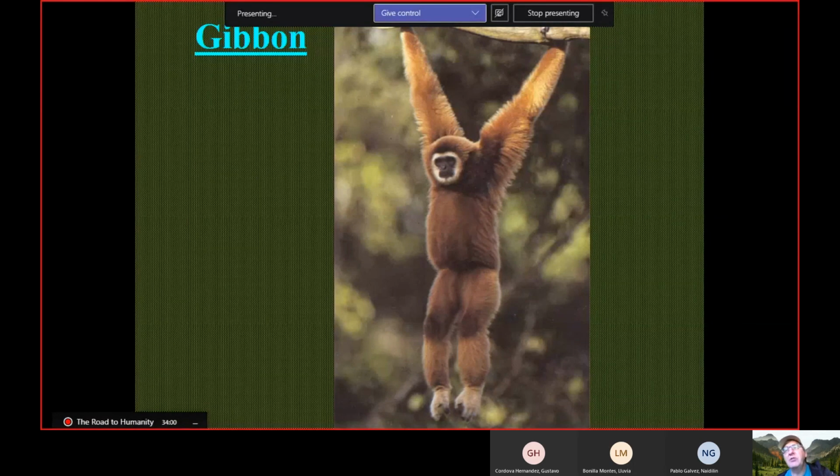Now here's a gibbon, which at first glance might look like a monkey, but if you look closely, it has no tail. You can also see it has thumbs that can grip things on its feet. It has an opposable big toe as well as opposable thumbs. These guys generally move from branch to branch by swinging from their arms like this guy is.